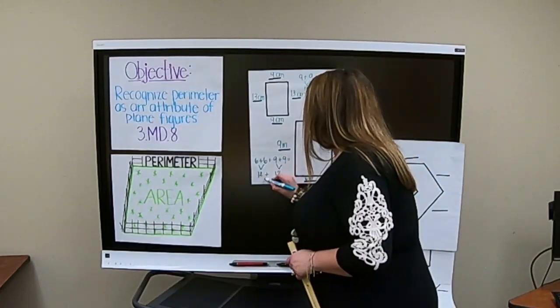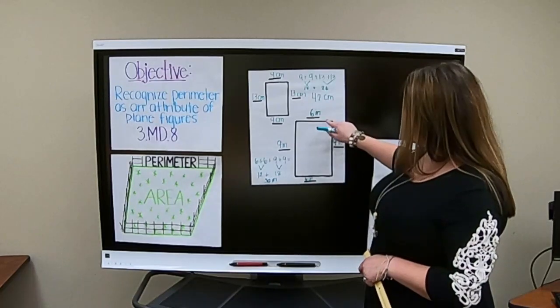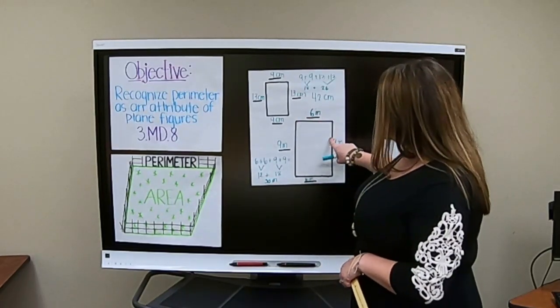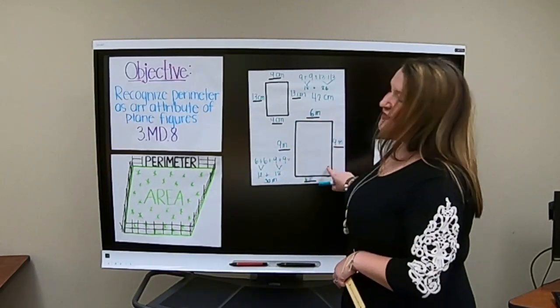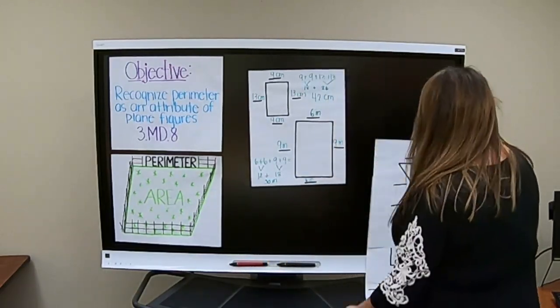The correct answer is 30. The perimeter of this shape is 30. And remember, with perimeter, we're tracing around the edges. Doing good? Let's move on to something a little more difficult.